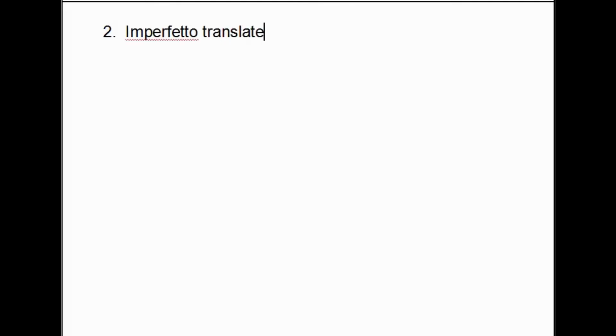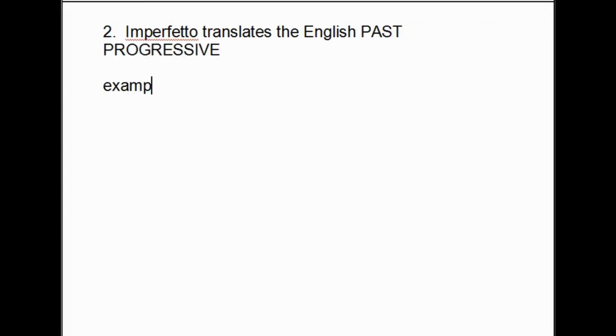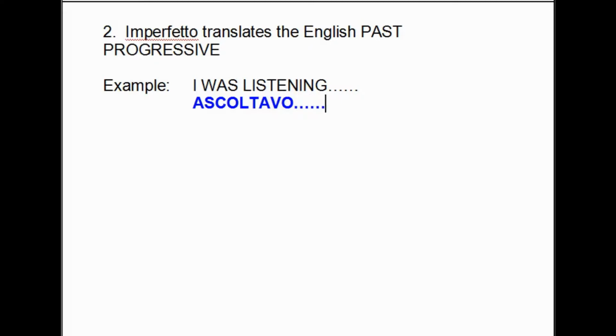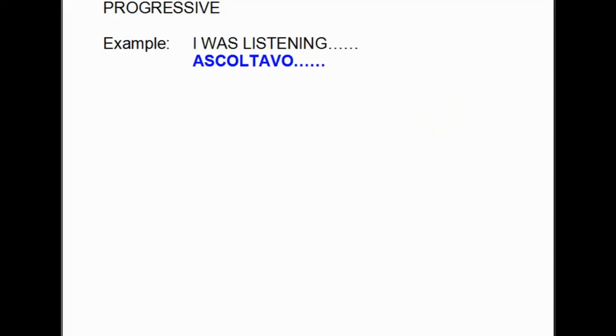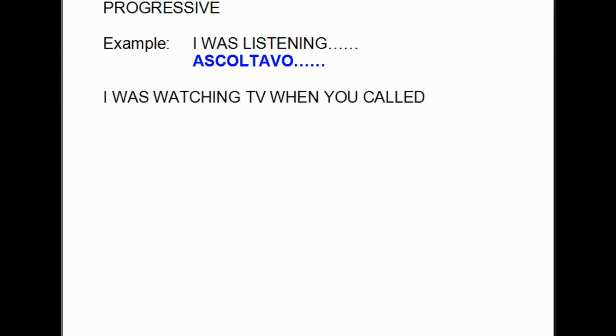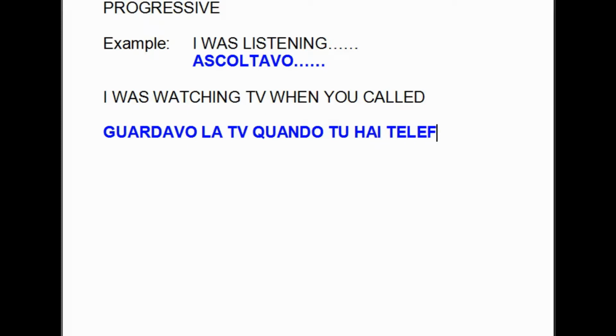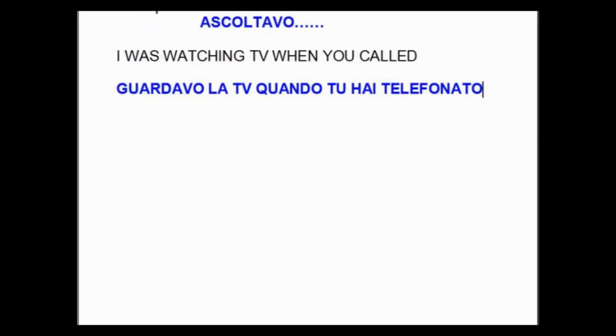Still comparing to English, the imperfetto translates the English past progressive. An expression like I was listening, which becomes in Italiano ascoltavo. And here we now have an example with imperfetto and passato prossimo. I was watching TV when you called. Guardavo la TV quando tu hai telefonato.